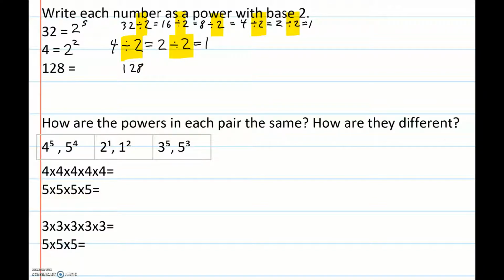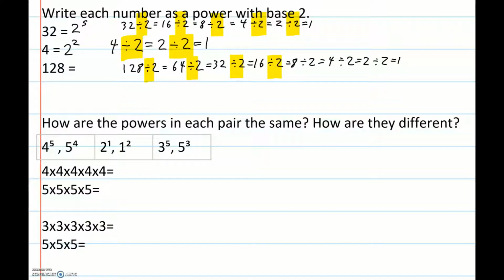So 128 divided by 2 equals 64. 64 divided by 2 equals 32. 32 divided by 2 equals 16. 16 divided by 2 equals 8. 8 divided by 2 equals 4. 4 divided by 2 equals 2. 2 divided by 2 equals 1. Oh, finally we made it. So 1, 2, 3, 4, 5, 6, 7. So we divide by 2 7 times. Now we can write that right here. 2 to the exponent 7.